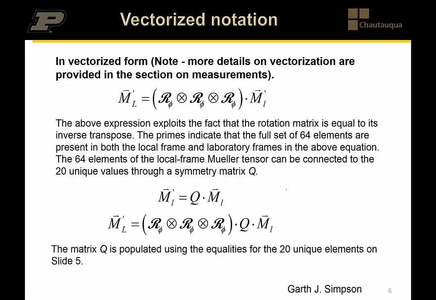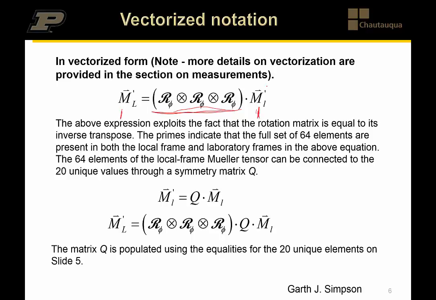So it turns out that if we use a vectorized notation for the Mueller tensor, this whole thing is actually considerably simpler because of the rotation matrices. You can link the local frame tensor, the full set of 64 elements in the local frame tensor, to the full set of 64 in the laboratory frame. If these are vectorized, then you can just relate it as a matrix product. There would be a 64 by 64 Kronecker product of rotation matrices, and that allows you to bridge one-to-one local frame to laboratory frame tensor elements.